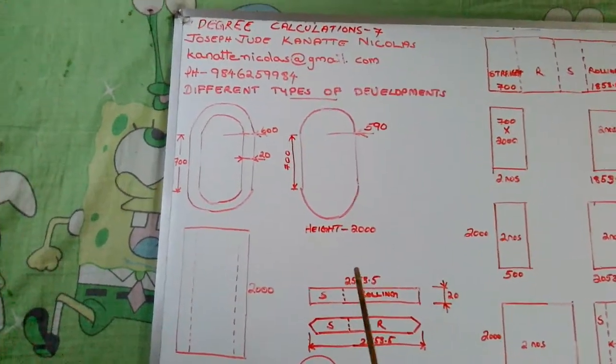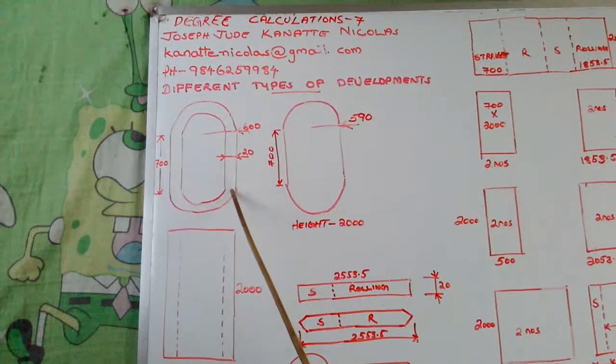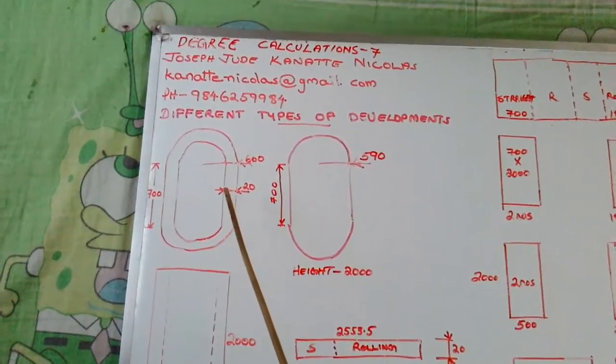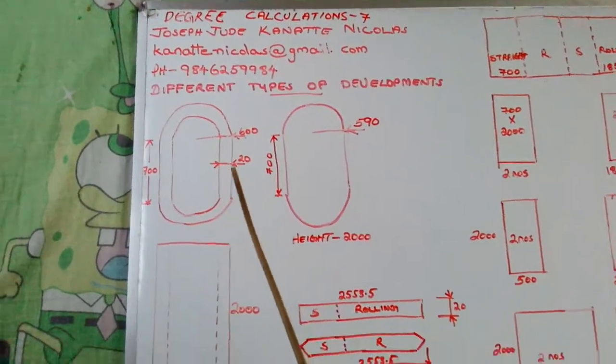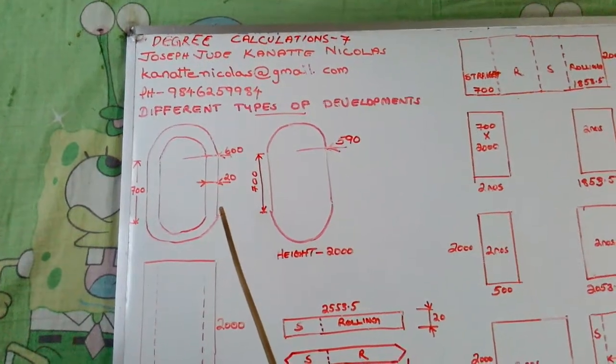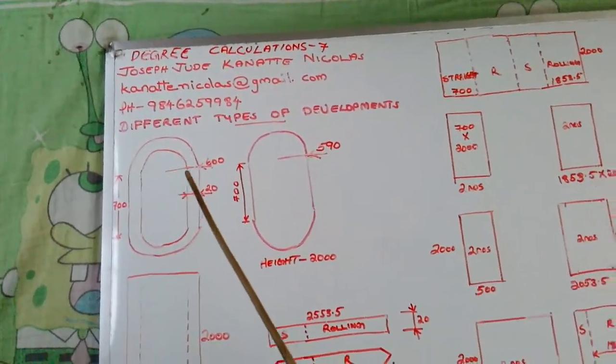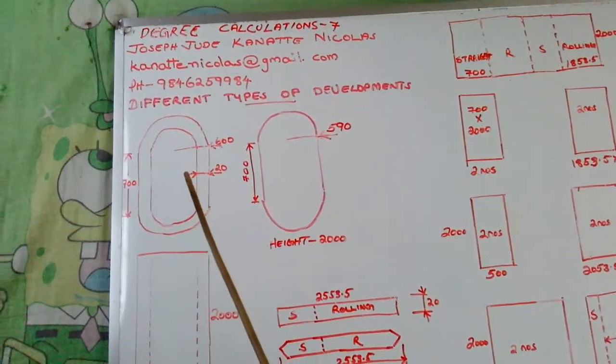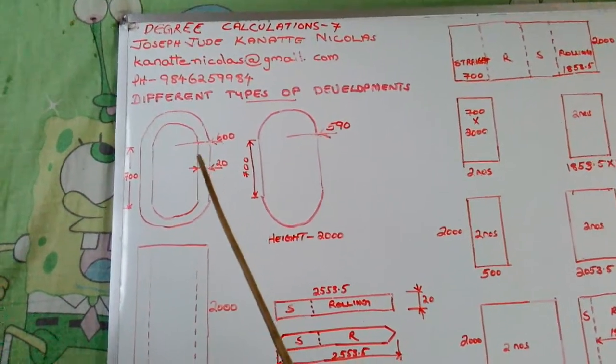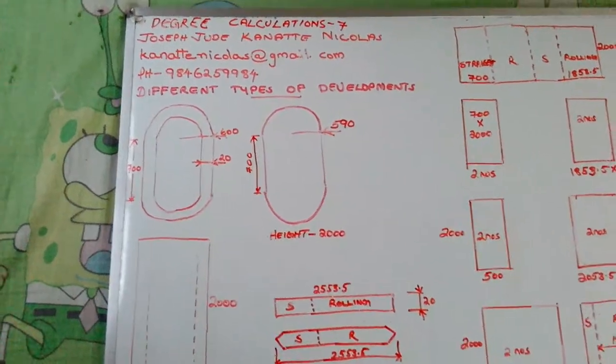Anyway, we were trying to find out the development of this kind of job. Two, three methods we have used to find out its developments. Two, three types of developments we have done.